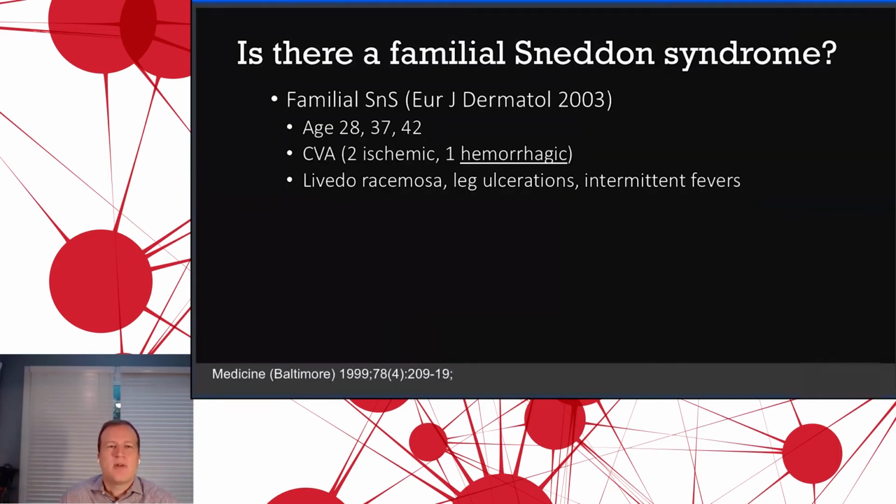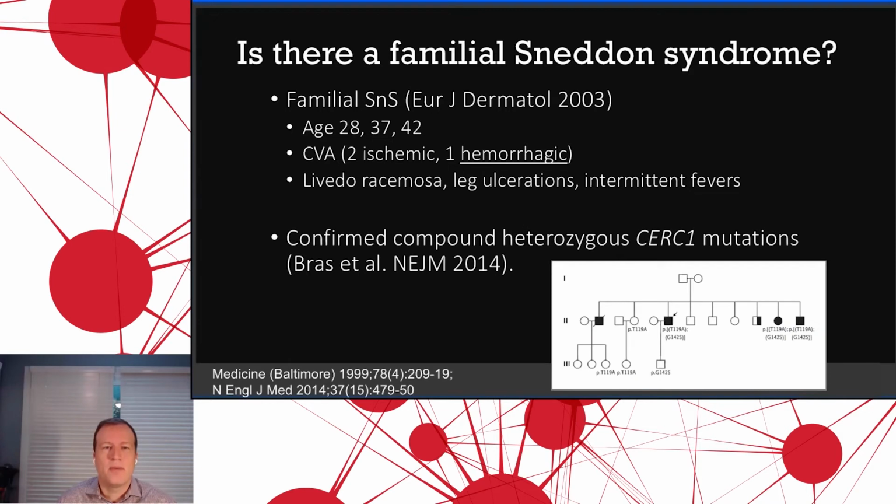And so it raises the interesting possibility that perhaps there could be a quote unquote familial Sneddon syndrome that has been reported before the gene for ADA2 was identified. And in fact, this was a report of 3 adult patients that were reported to have familial Sneddon syndrome, who had livedo racemosa, leg ulcerations, and fever. And this was back in 2003.